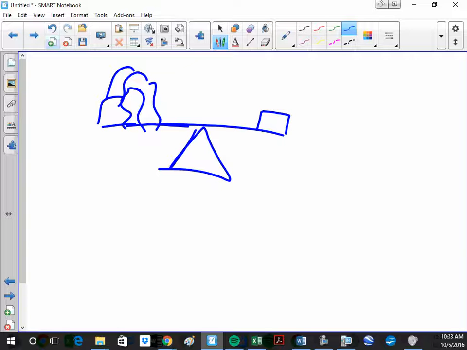And the rule with equations is I can add or subtract anything I want as long as I do it the same on both sides. So if I wanted to put a feather on one side, now it's unbalanced, but if I put that same feather on the other side, it remains balanced. Or if I decide I want to take out 10 pounds of this, it will remain balanced as long as I take the same 10 pounds off the other side.